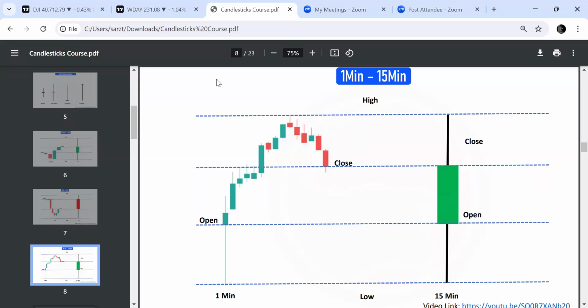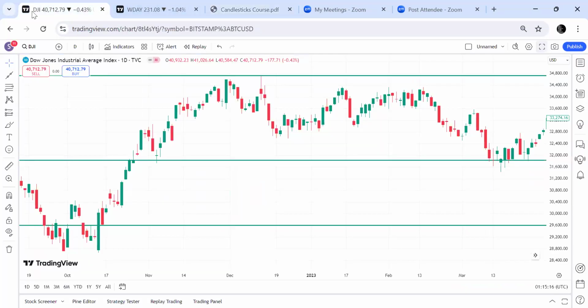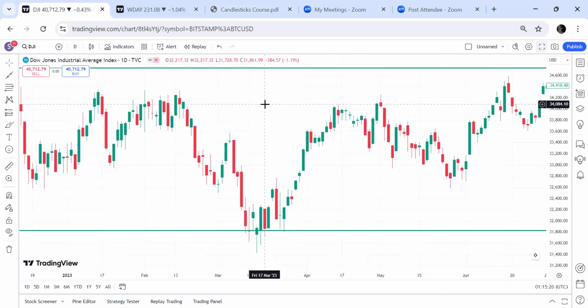So till now, we have focused only on single candlestick patterns. In the upcoming sessions, we will explore more on double and triple candlestick patterns. That's the end of this session. If anyone has any doubts, please ask.